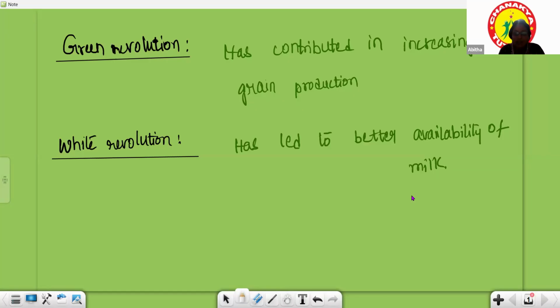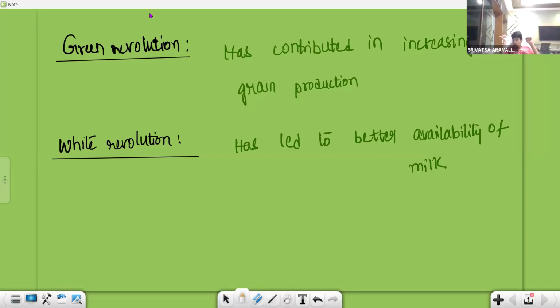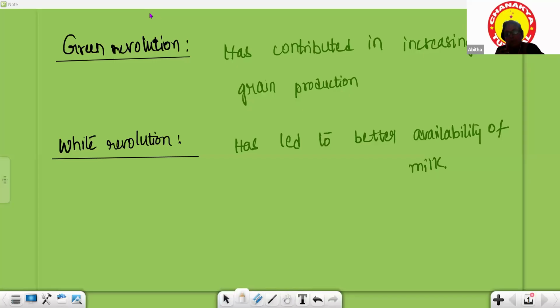As well as animal husbandry. What is animal husbandry? Animal husbandry means where animals are being raised, their growth and production, everything is involved in animal husbandry. Whatever we do, it should not harm the environment.